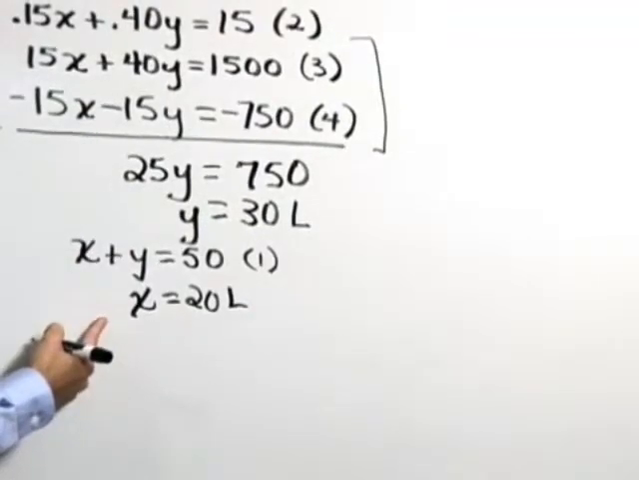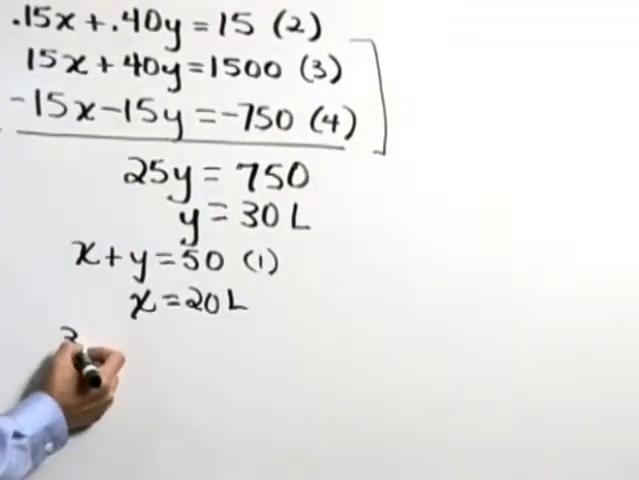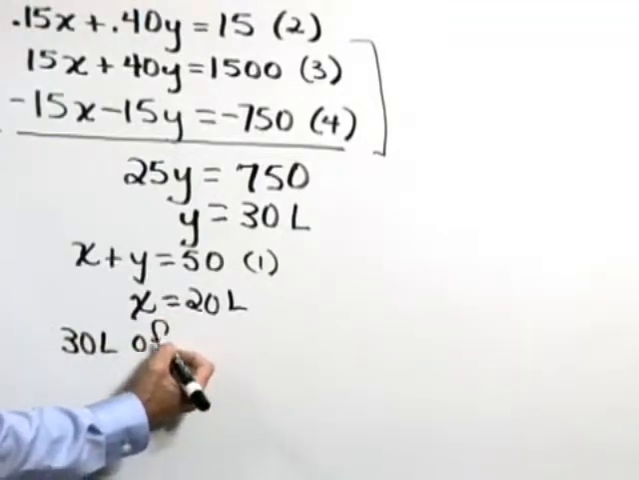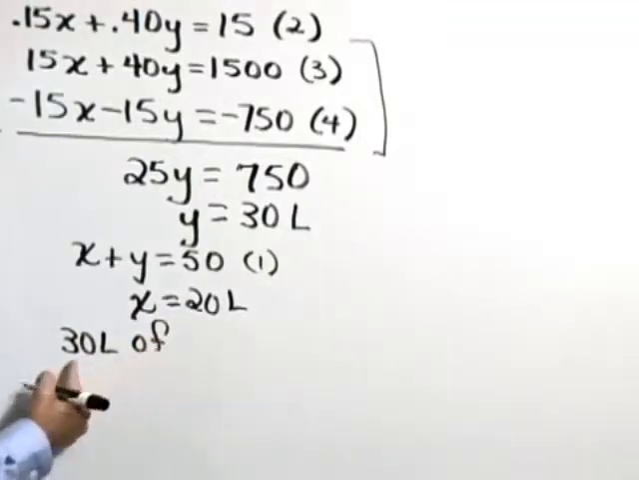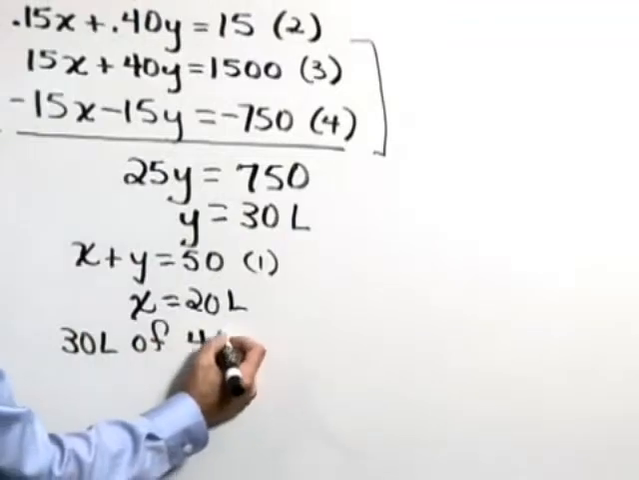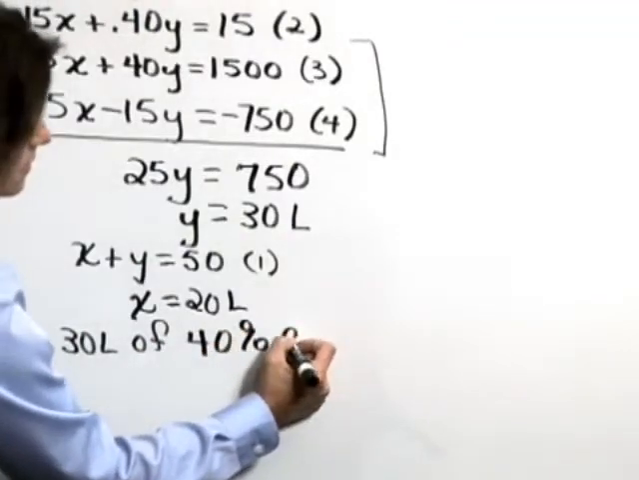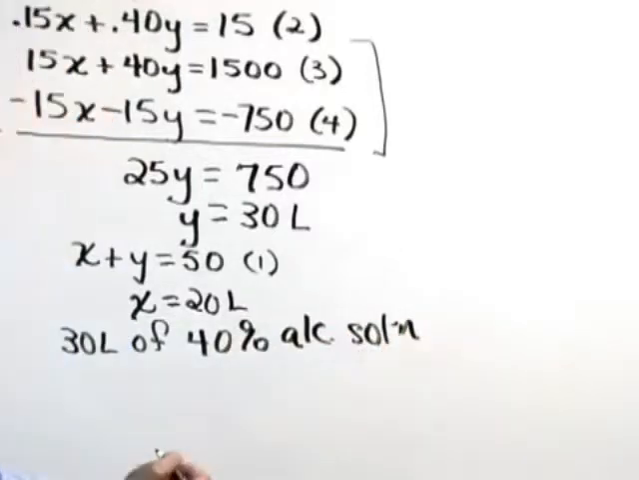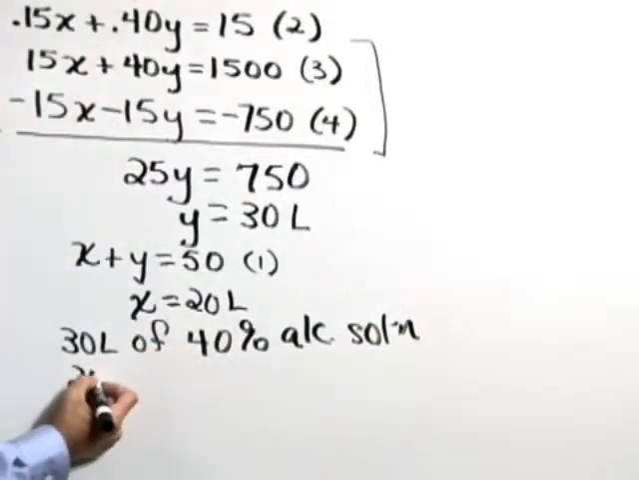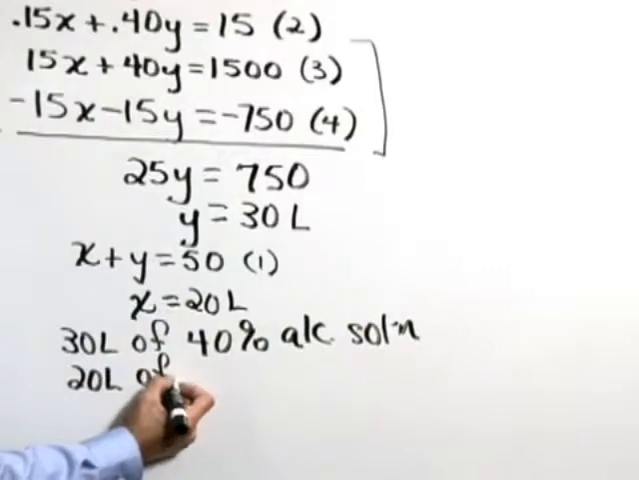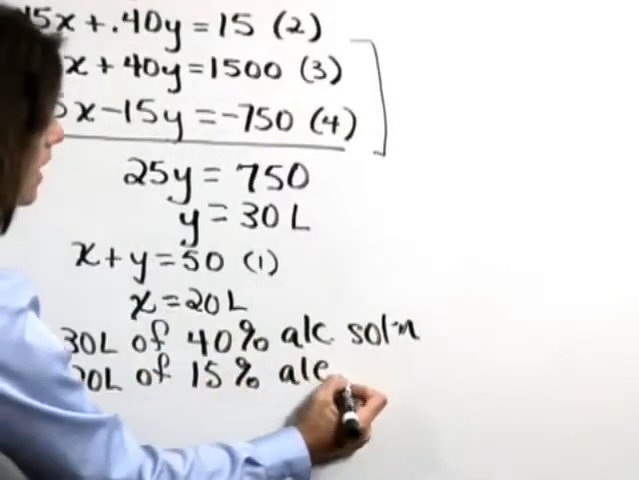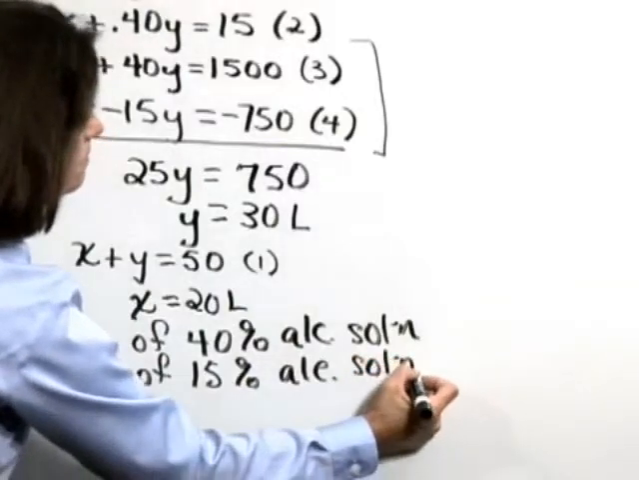The question is how many liters of each? We need 30 liters of Y, which was the 40% alcohol solution. So 30 liters of 40% alcohol solution, and X is 20, we need 20 liters of the 15% alcohol solution.